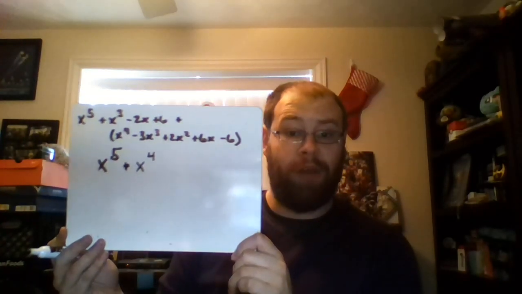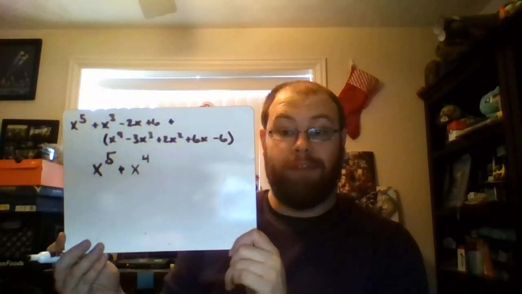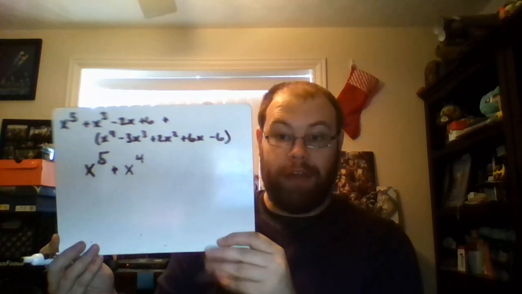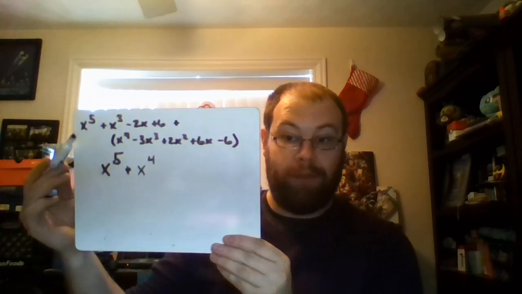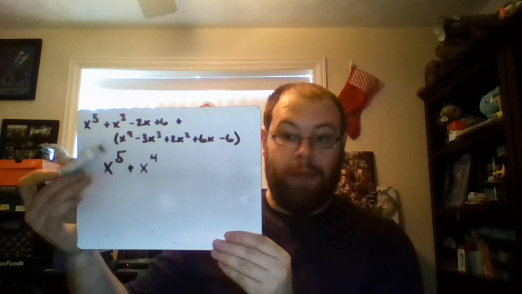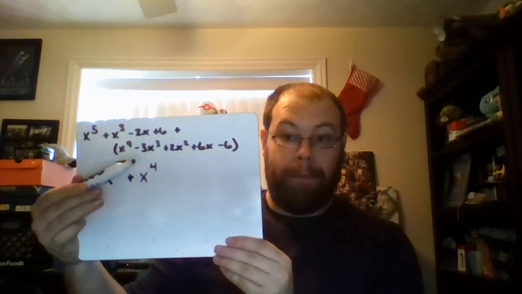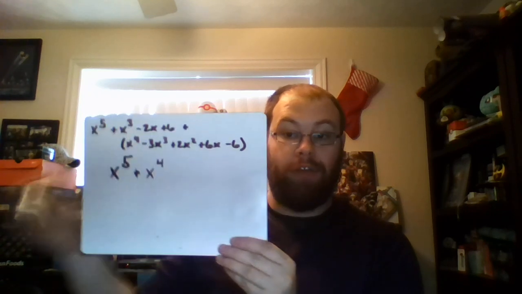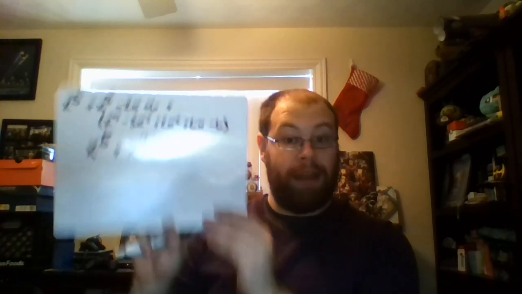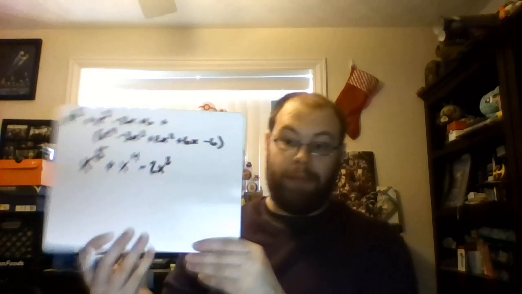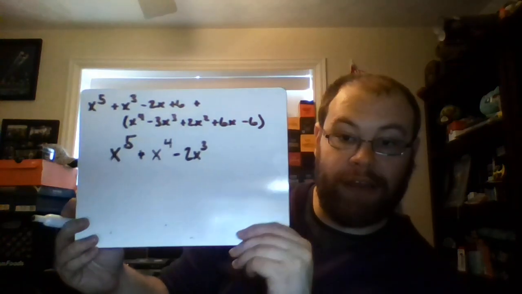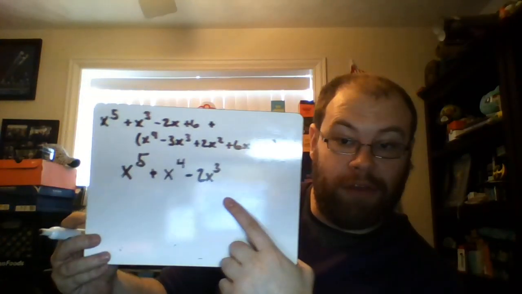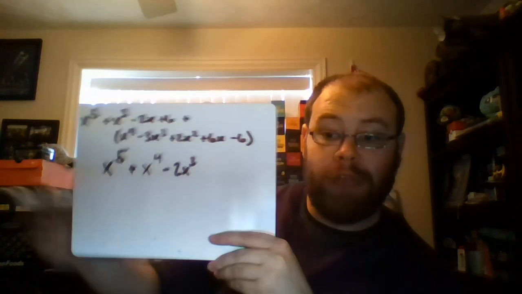Now here's our first one where we're actually going to be able to do some adding. We've got x to the third in both the first polynomial and in the second one. So x to the third plus, because that's what we're doing, we're adding them, negative 3x to the third. So it's actually going to be x to the third minus 3x to the third. And that's 2x to the third. So that's going to pop up there. So we've got x to the fifth plus x to the fourth minus 2x to the third. That's our next part. Let's keep going.